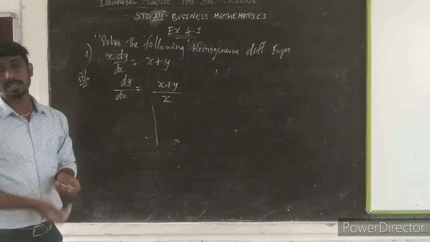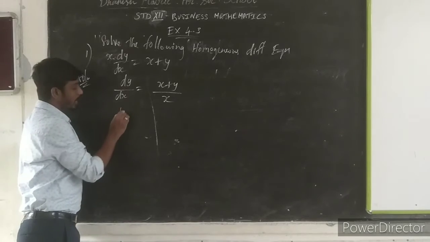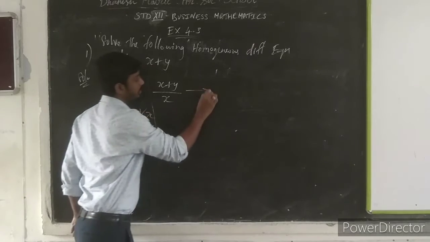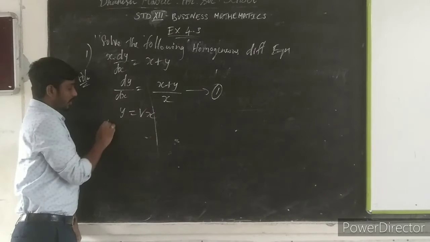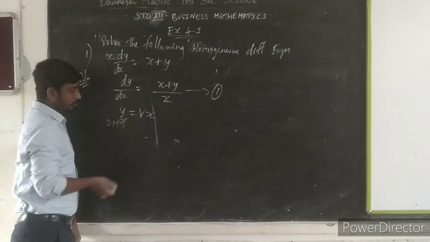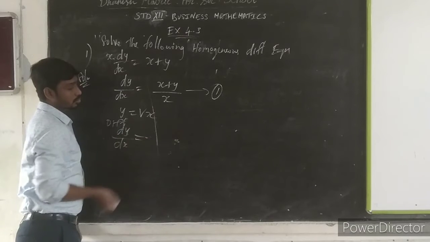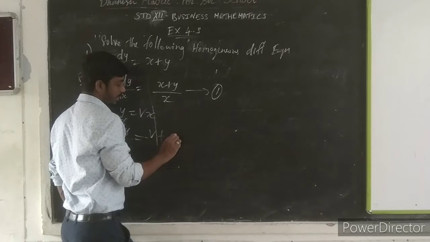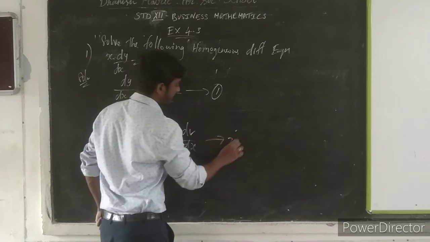Now we are going to use the solving method. What is the solving method here? That is y is equal to vx. This is the first equation. We differentiate this, and dy divided by dx equal to v plus x dv divided by dx. This is the second equation.